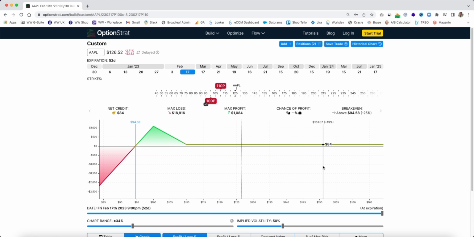And this is why I mentioned before that I always like to receive a net credit, because if for whatever reason Apple starts going up, the maximum I can gain is the net credit received.